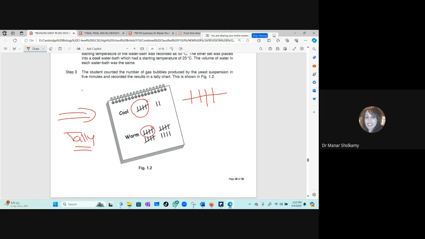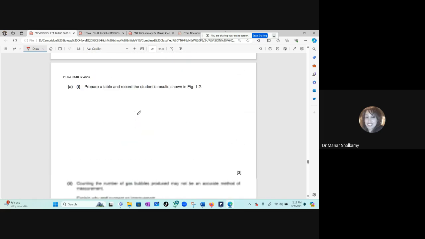This is a 5. So how many in the cool? 7. 7 bubbles. How many in the warm? 19. Yes. Okay. 5 and 5 and 5. So that's 15, 16, 17, 18, 19. Okay. So I just wanted to remind you of the tally in case it shows up.